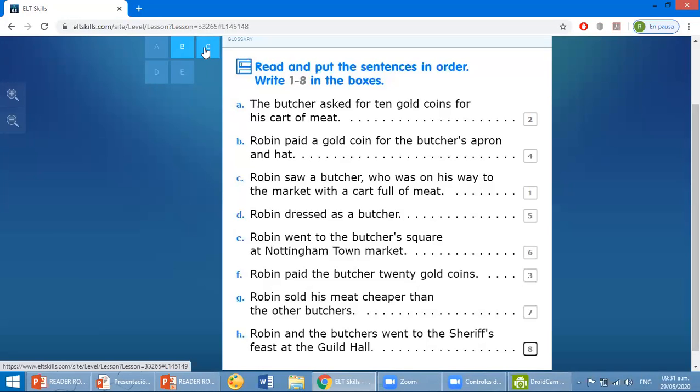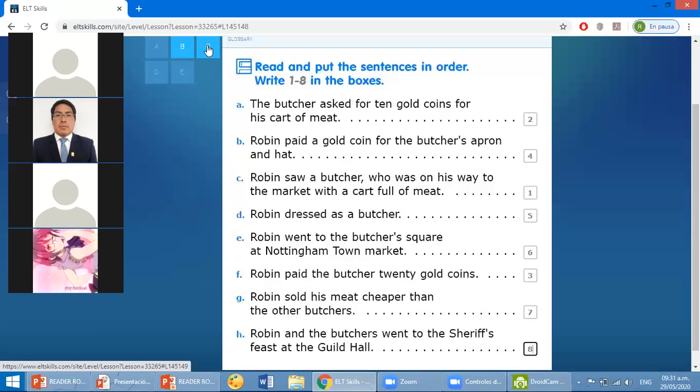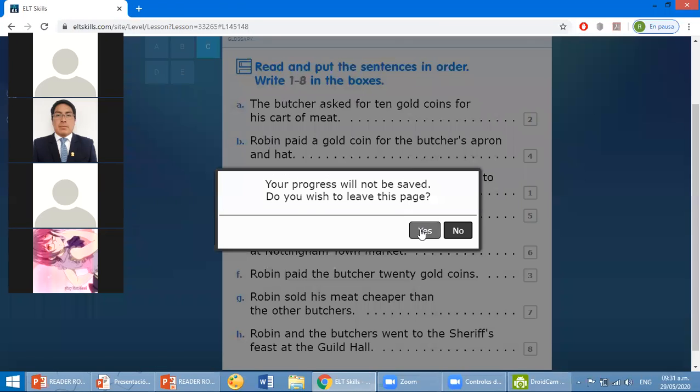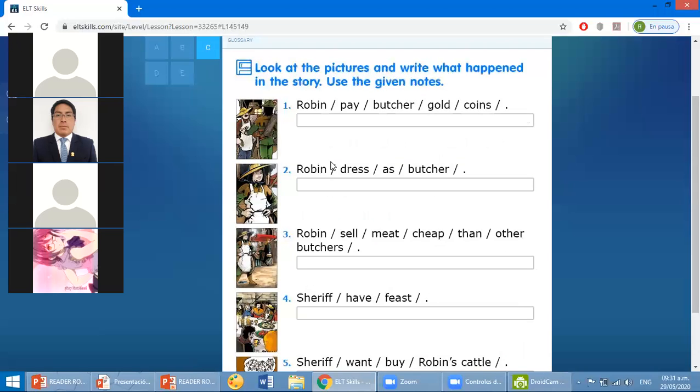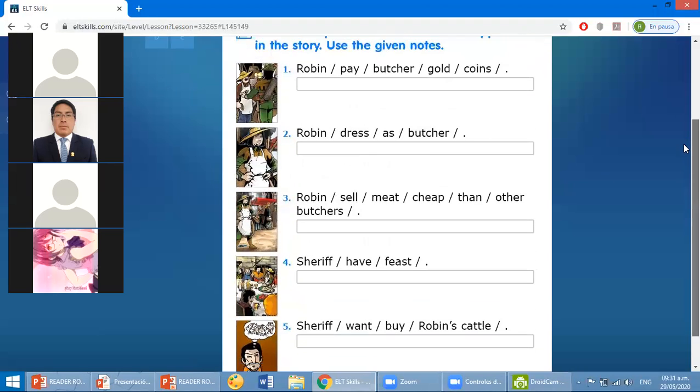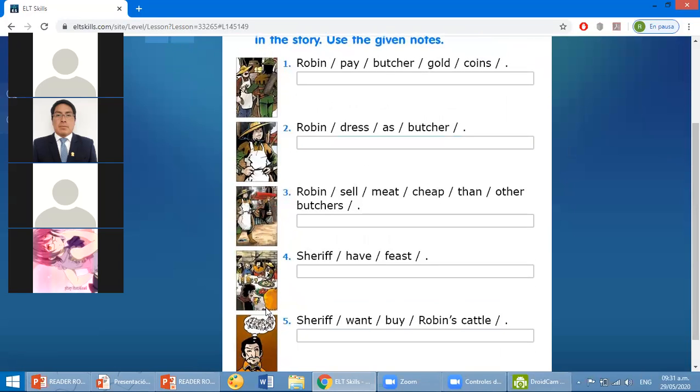Activity 3. In activity 3, we need to make questions, okay? We need to write questions. You see? According to each picture, we need to write some questions. Remember, we work with past tense, and we are going to use past tense now, okay? For example, in number 1, Robin, oh, sorry, capital letter, okay, Robin paid, the past of pay, paid, okay? Robin paid the butcher, okay, the butcher.